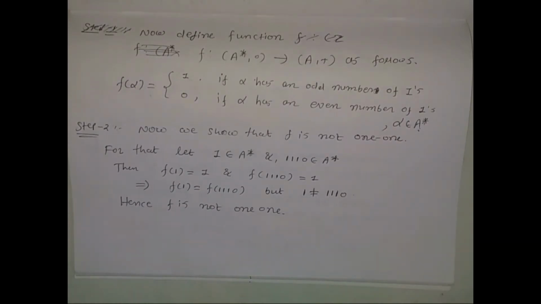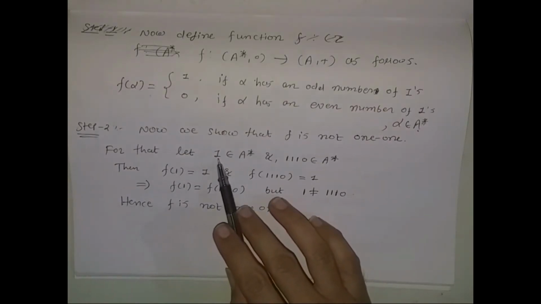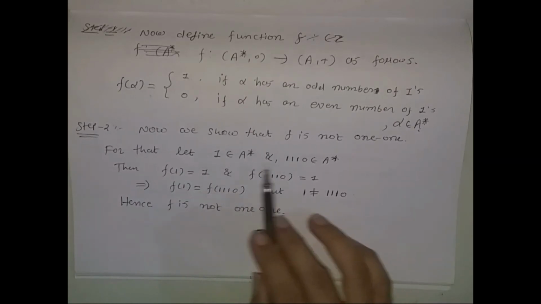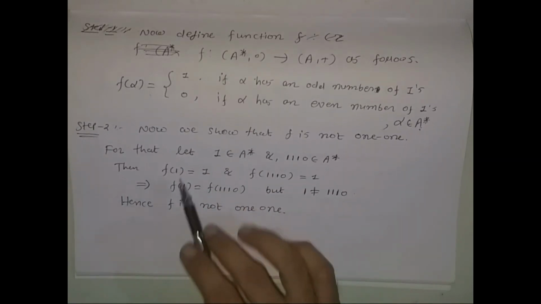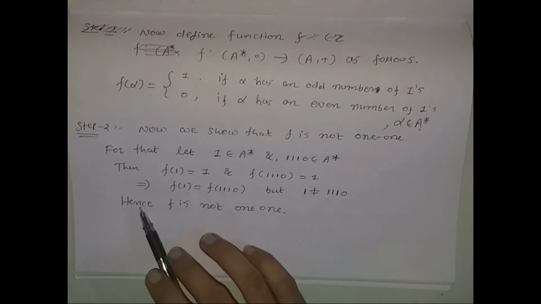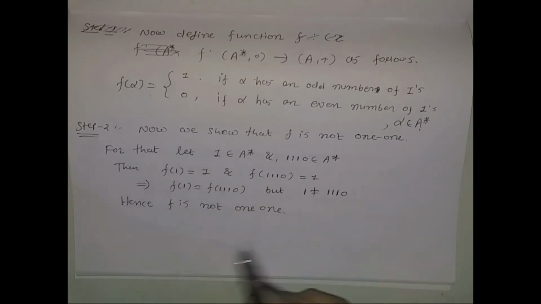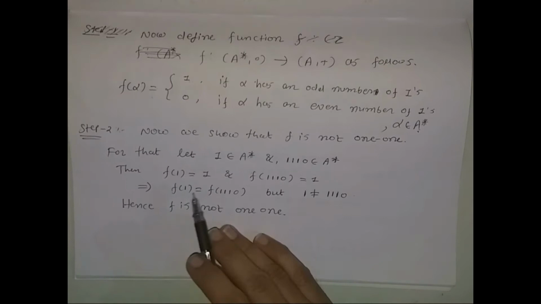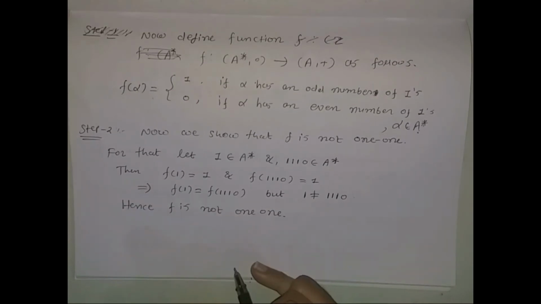That is, two elements are different but their images are the same. That is, our map is not 1-1. We have considered two different elements but their images are the same. So these two elements are different but images are the same. That means the given map is not 1-1.